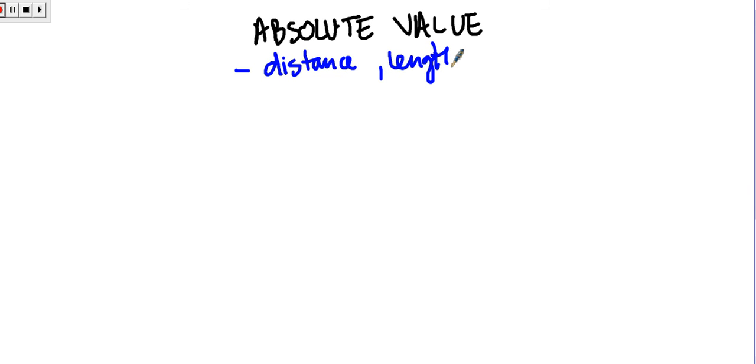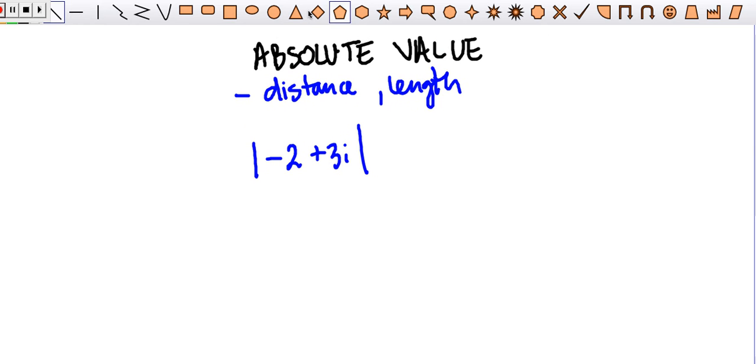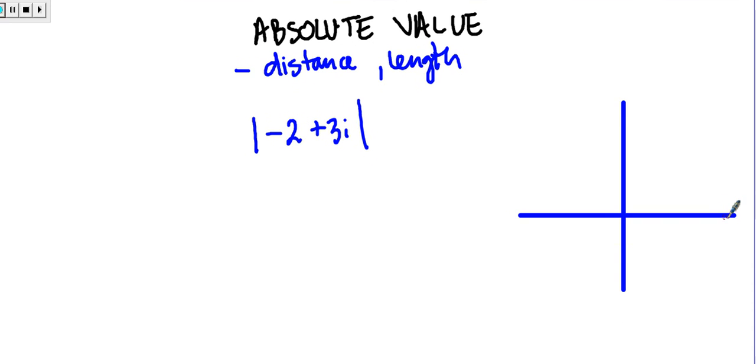Okay? So when someone asks you to find the absolute value of -2 plus 3i, what they're asking you to do is to find the length of the following picture. I need to draw it so it's easier to see. So let me draw this number, -2 plus 3i.